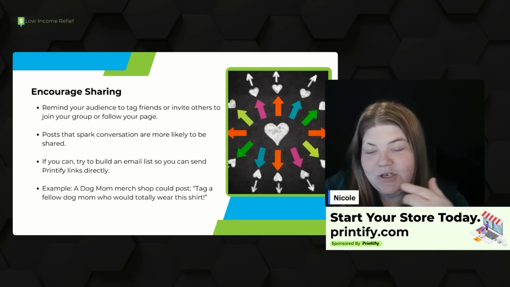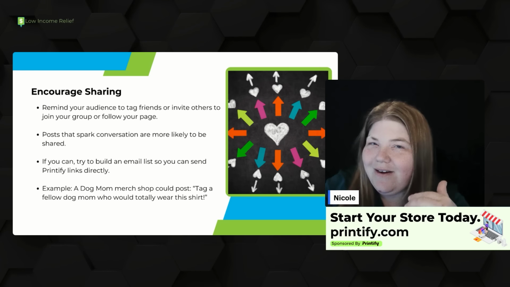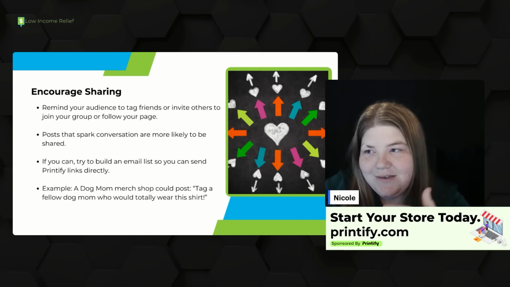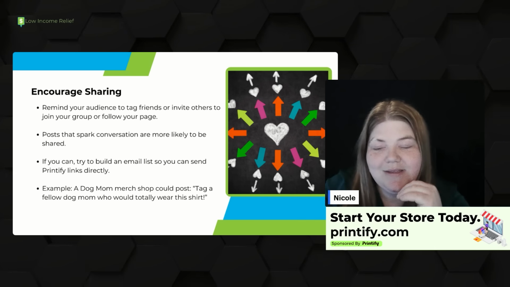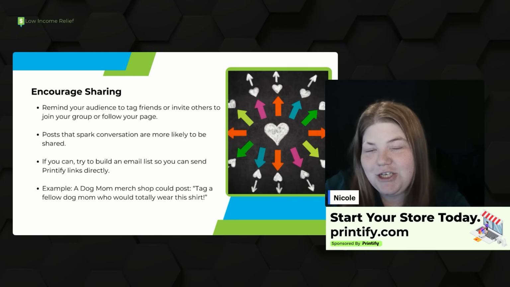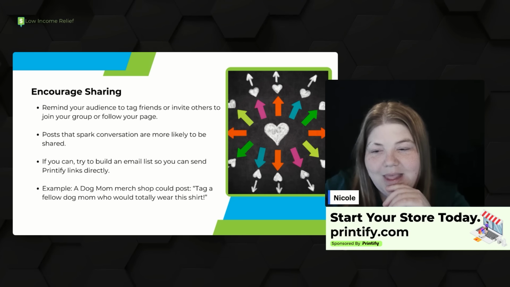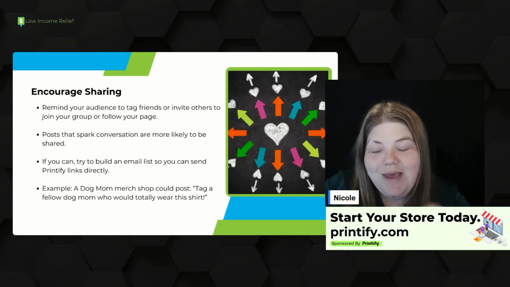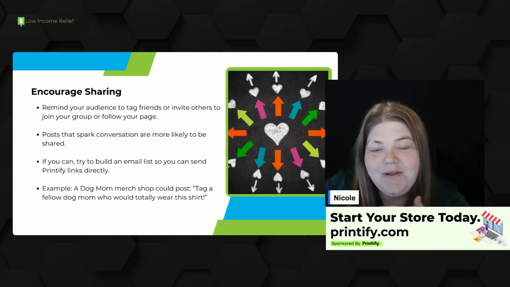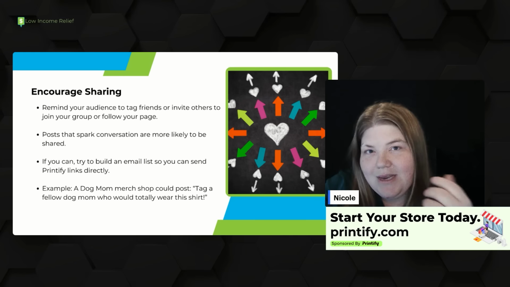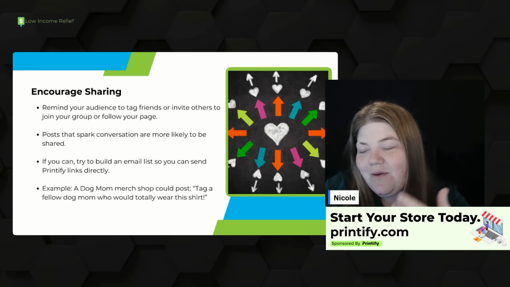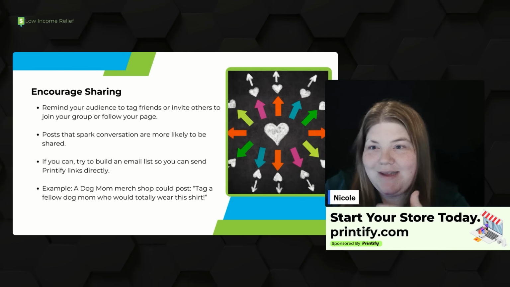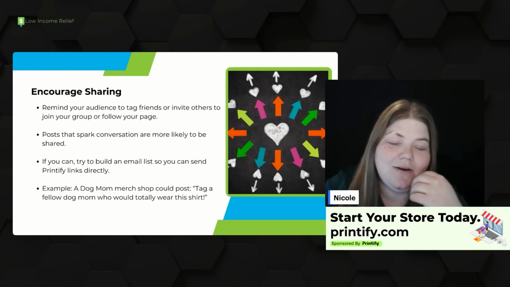So you can invite others to join your group, but make sure that they're actually interested in the content that you're creating. That way you get those likes, shares, comments, and authentic engagement that's going to help signal the algorithm to share that to more people afterward. Posts that spark conversation are more likely to be shared. And if you can, it's also a good idea to try to build your own email list so that you can email out your Printify links directly, notify people of new merch, and so on, without having to be as dependent on, say, Facebook's algorithm or YouTube's algorithm or so on.